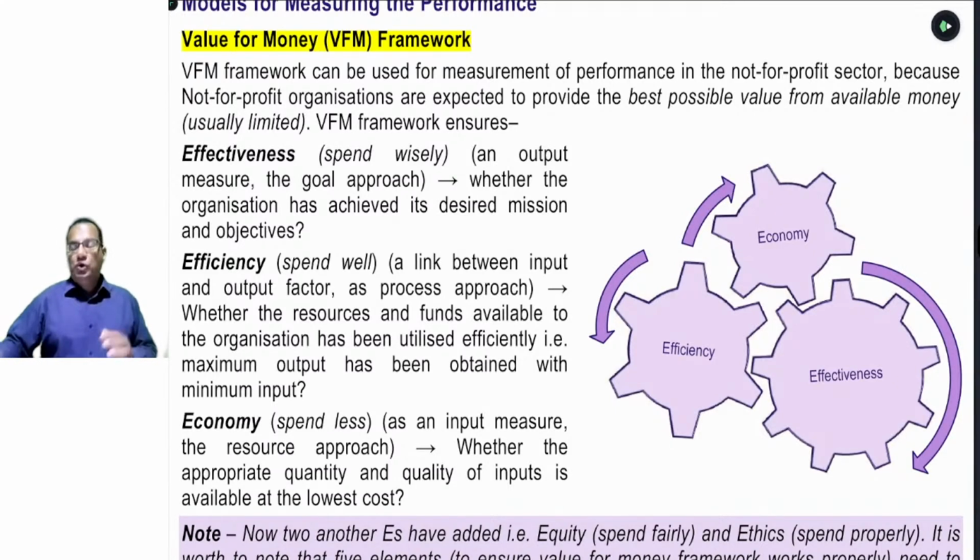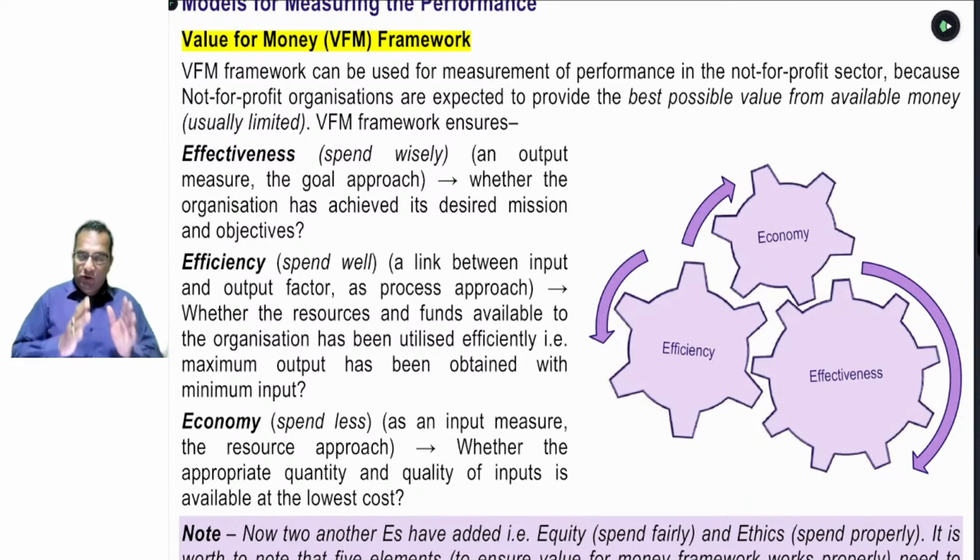So see, originally when the framework was developed, there were 3 E's: effectiveness, efficiency, and economy. And nowadays, 2 more E's have been added in this value for money framework, and those are equity and ethics. But when you solve the question of the value for money framework given in the institute material, the major focus will be on the first 3 E's: effectiveness, efficiency, and economy. Based on this, we will measure the performance of a not-for-profit organization and thereafter evaluate it.